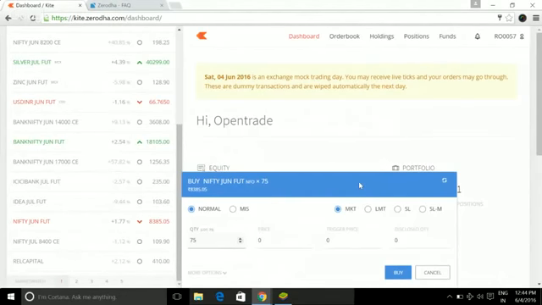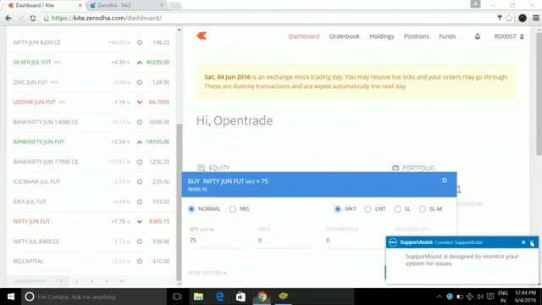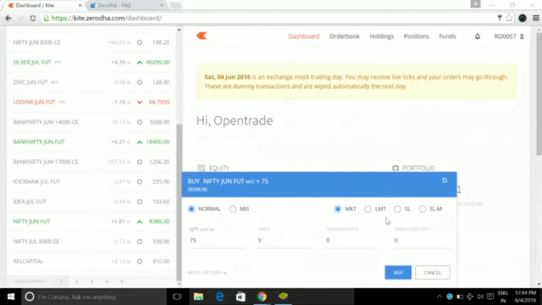Now in this order window, other than choosing what kind of product type you want, you can also choose what kind of order you want. You can choose a market order or a limit order. These are straightforward, I guess all of you know this. There's also a stop loss order and a stop loss market order. So these are the different kinds of orders you can place.